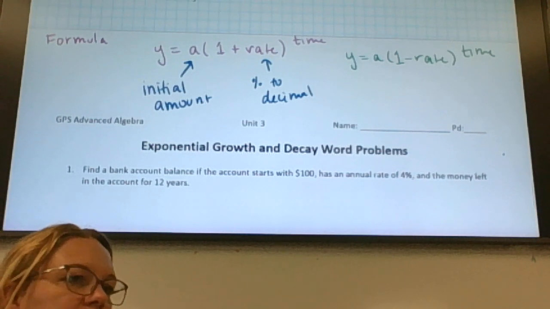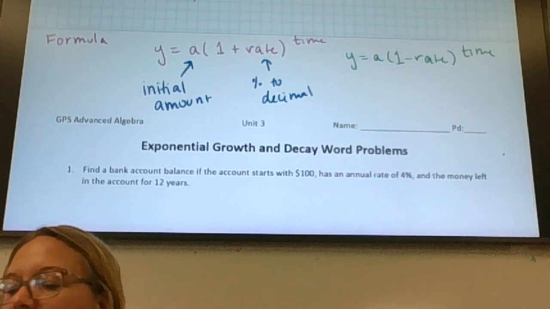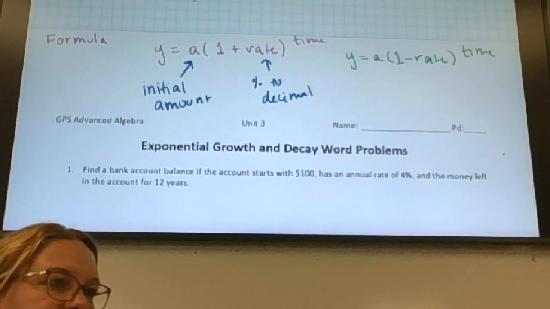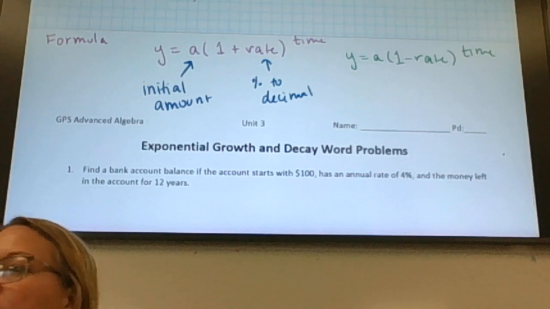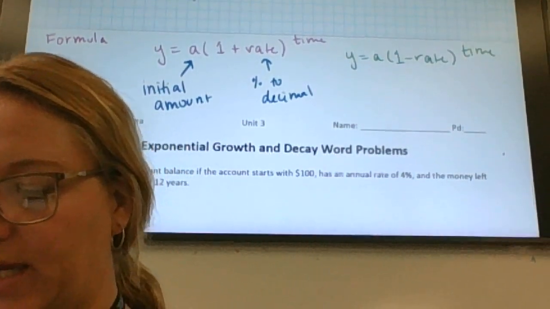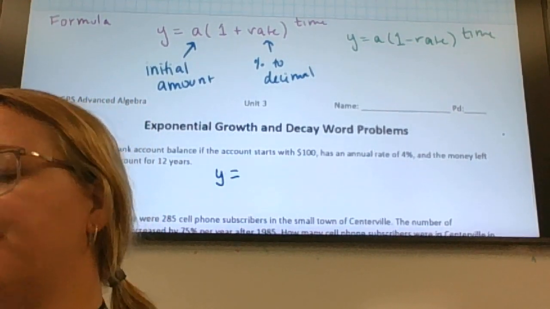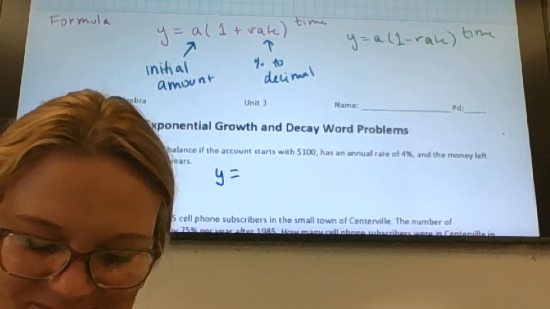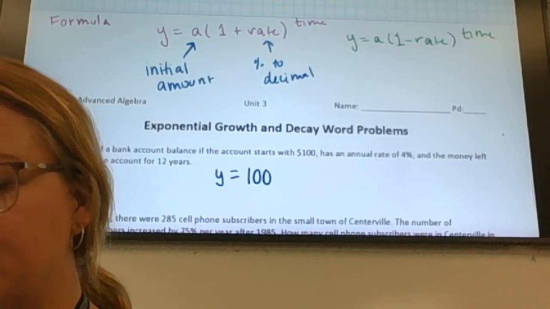Find a bank account balance that starts with $100, has an annual rate of 4%. How much money is left after 12 years? Simple plug-in. Carter, you try it. What do you think we're going to put in the initial amount spot? The $100, absolutely right.